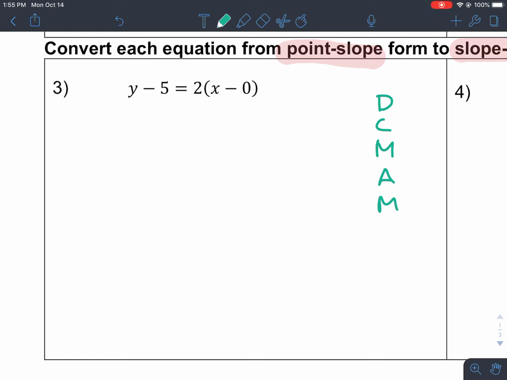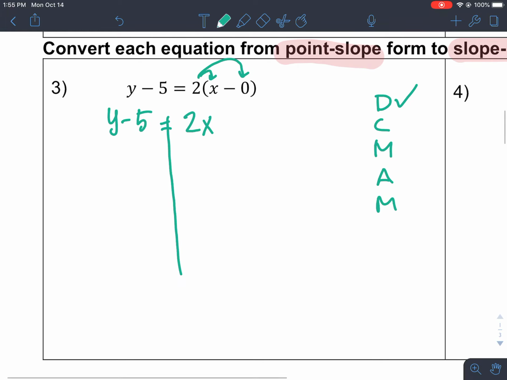Now I'm going to go through my list. So distribute, okay? A big thing that tells me that I need to distribute is I have those parentheses. So I'm going to go ahead and distribute 2 inside the parentheses. I'm going to rewrite the left side. So y minus 5 equals 2 times x is 2x. And then 2 times 0 is just 0. Okay, and so I'm not going to write it.